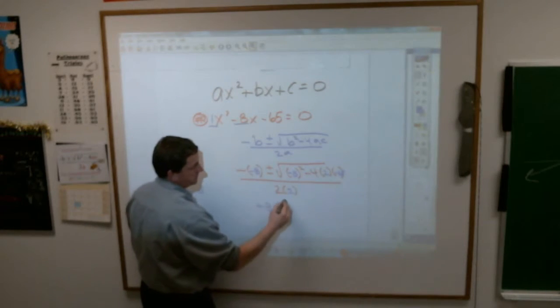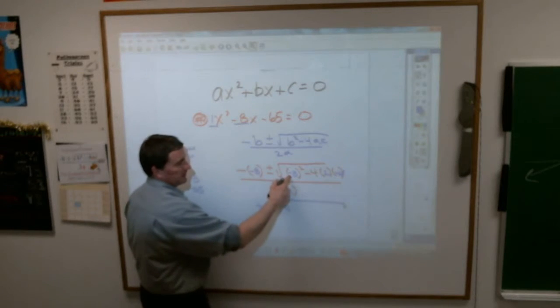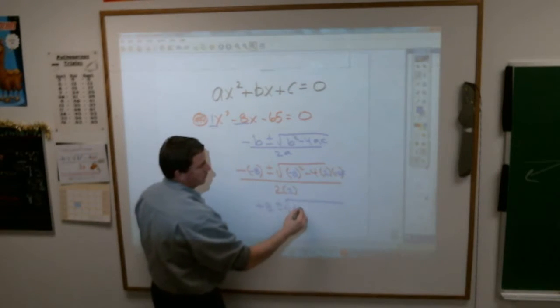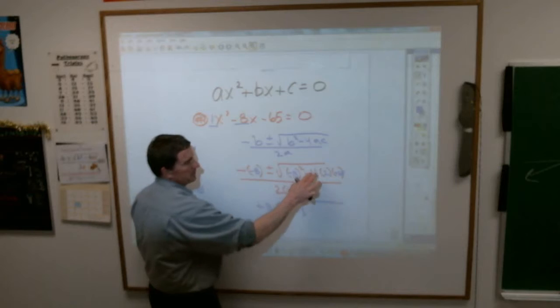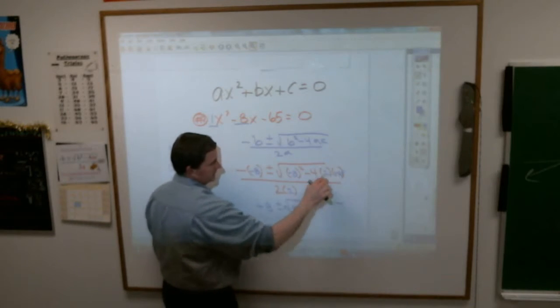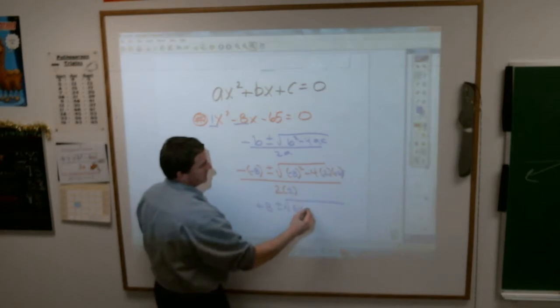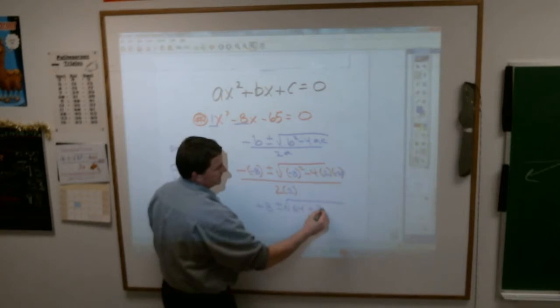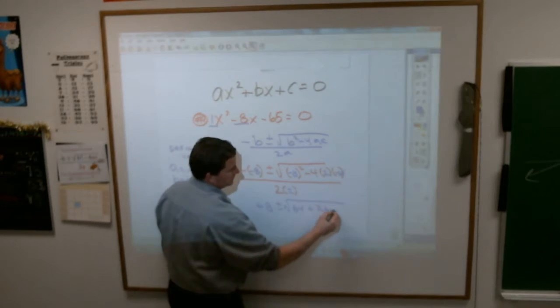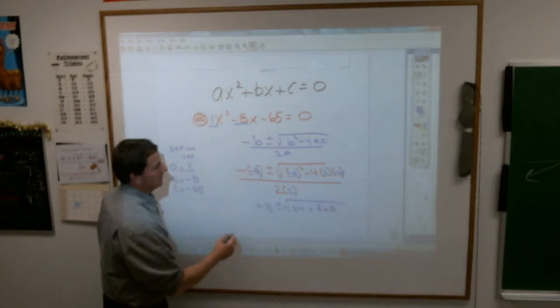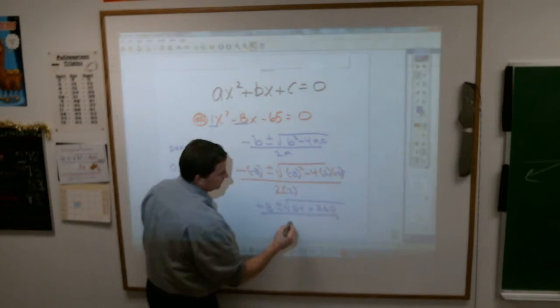Plus or minus the square root of, 8, negative 8 times negative 8 is 64. Negative 4 times a negative 65 is going to give you a positive 260. Somebody did that already, Ava? Yeah. And that's all over 2.